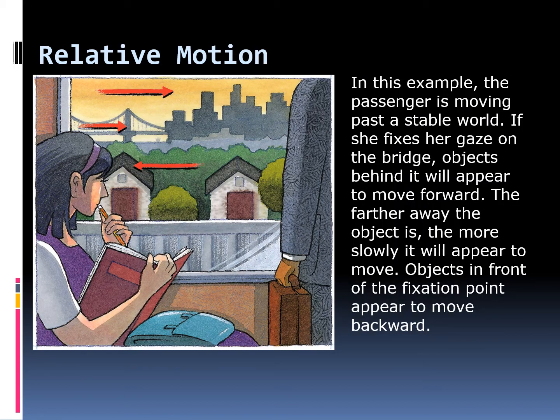Relative motion. So in this example, the passenger is moving past a stable world. If she fixes her gaze on the bridge, objects behind it will appear to move forward. The farther away the object is, the more slowly it appears to move. Objects in front of the fixation point appear to move backwards.